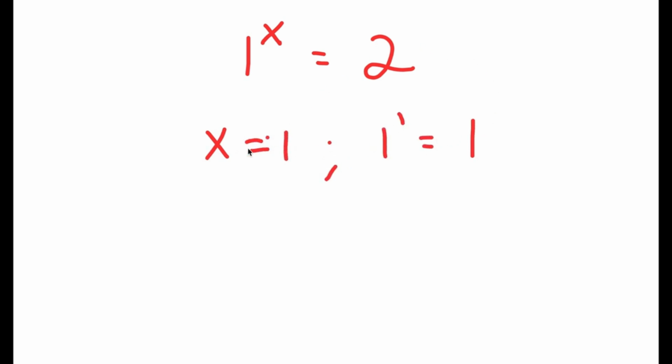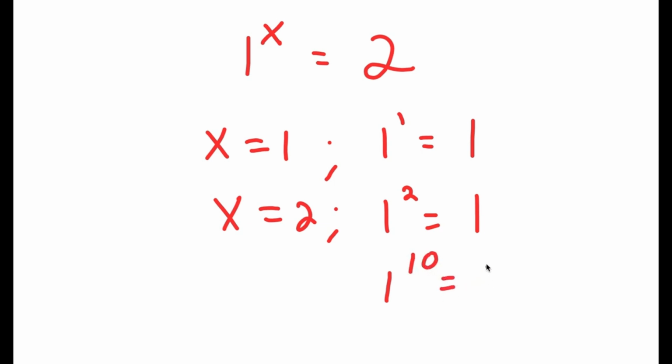Alright, so in this video, I'm going to solve the equation 1 to the power of x is equal to 2. Before we even start solving this, if, let's say, x is equal to 1, then I have 1 to the power of 1, which is equal to 1. And if x is equal to 2, then I have 1 to the power of 2, which is also equal to 1. And you can go even 1 to the power of 10 is still equal to 1. So you may be thinking, what possible value of x can make 1 to the power of x equal to 2? So let's try solving this.